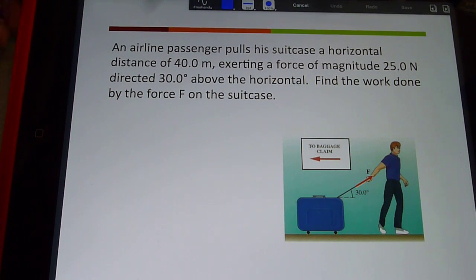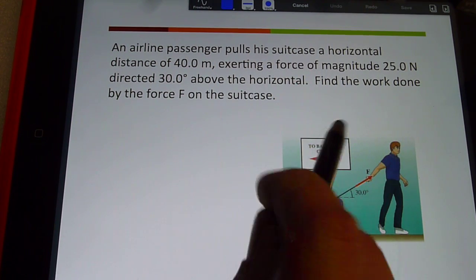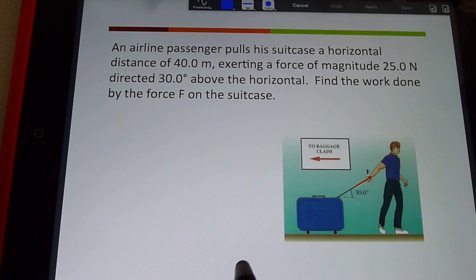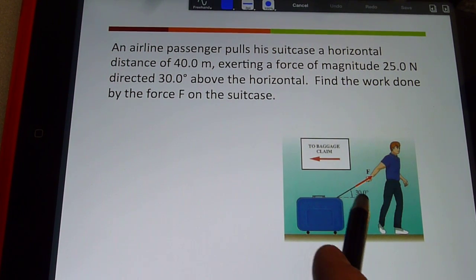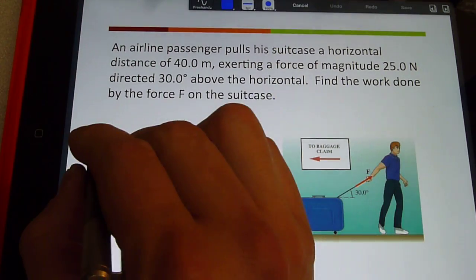Again, all of these problems and all these slides are posted on Blackboard, so you can check out those problems and work them on your own if you want, or work them alongside me as I work them. But as a quick, simple example, here we've got a person pulling a suitcase. We know the force that they pull, 25 newtons. We know the angle above the horizontal that it's directed, 30 degrees. And we know the distance that they move. We want to find the work done by that pulling force, F.